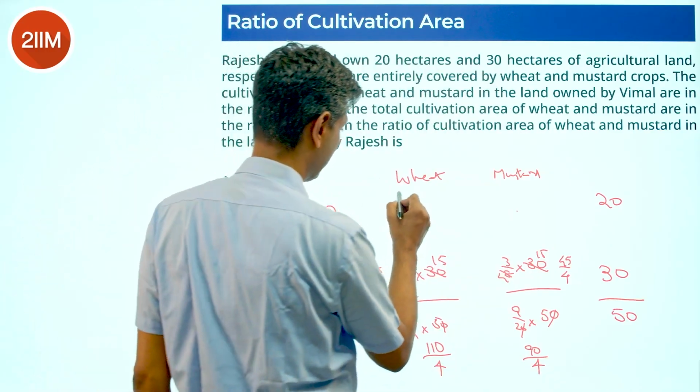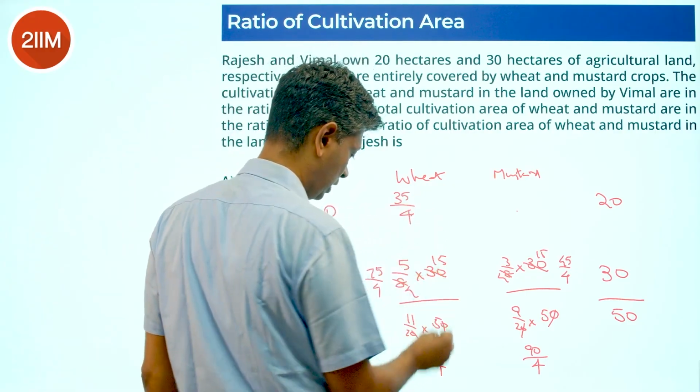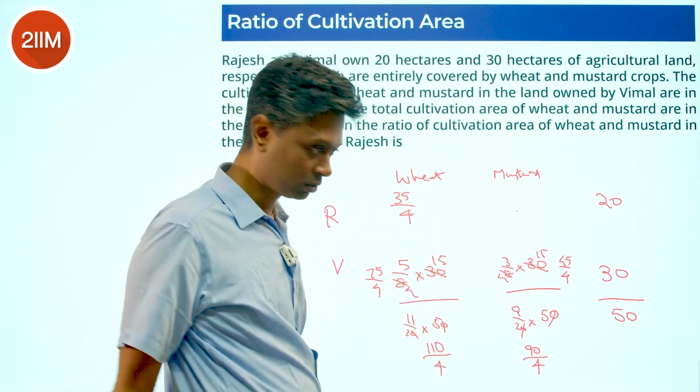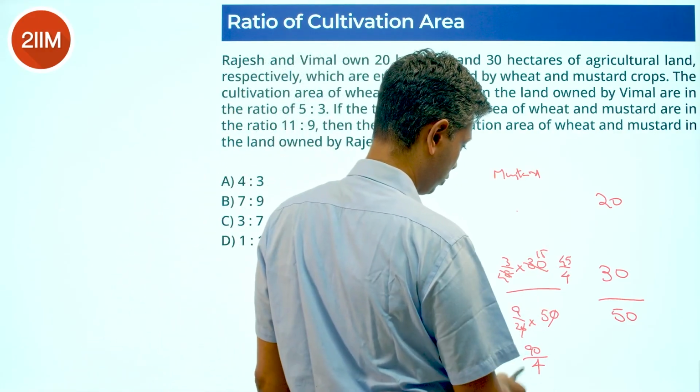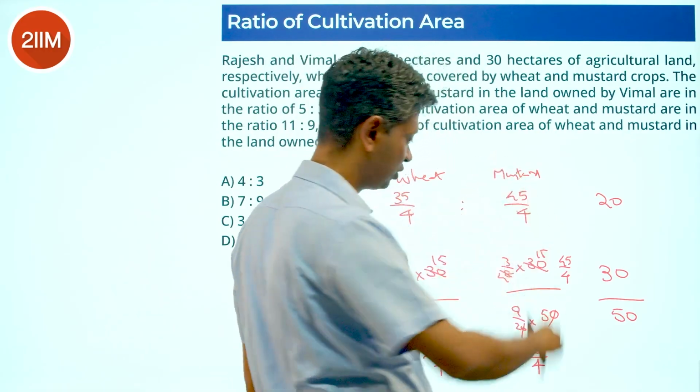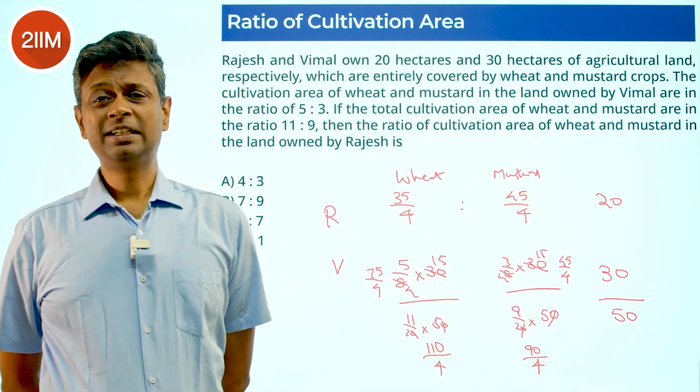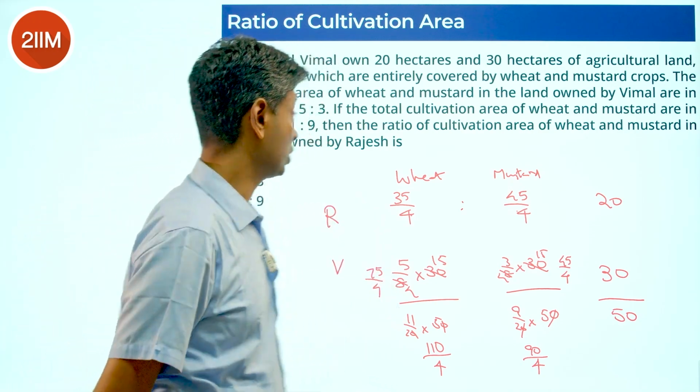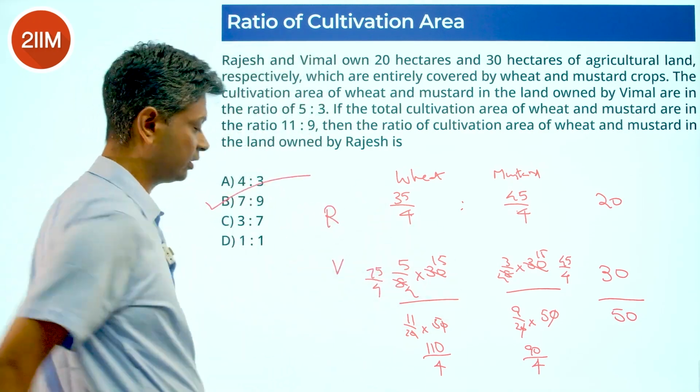So this is 35 by 4. 110 by 4 minus 75 by 4. This minus this, 90 by 4 minus 45 by 4. This is 45 by 4. We want to find this ratio. 35:45, 7:9. Hopefully that's there in our choices. Done. There, through.